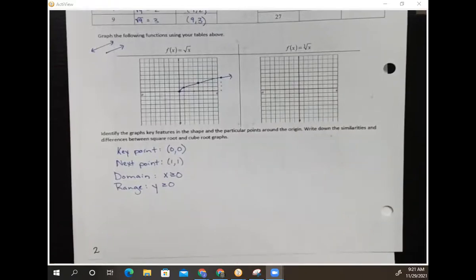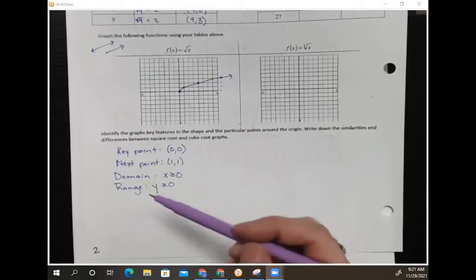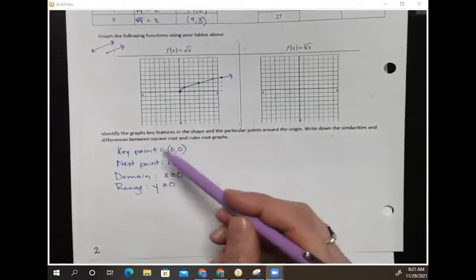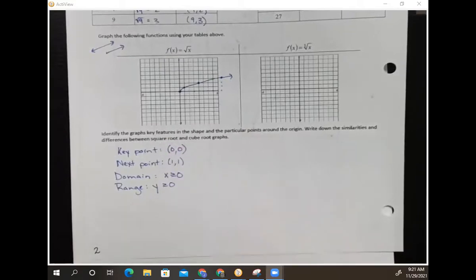And again, we will look at graphs where we maybe throw a negative in front or we shift it left or right. So these features are for our parent graph specifically. They'll change as we change our function, but it gives us a starting point. It gives me some sort of landmarks to look for to be able to graph any other square root function. And then we're going to talk about the same thing for cube root functions, okay?